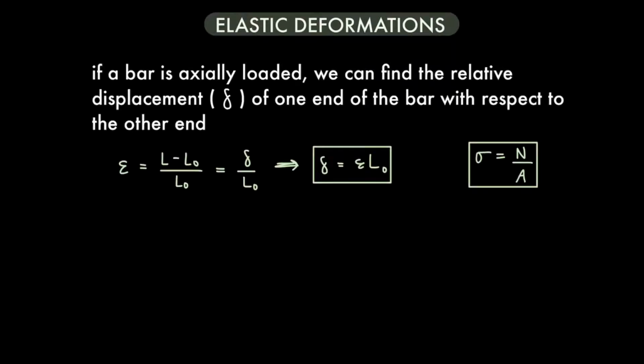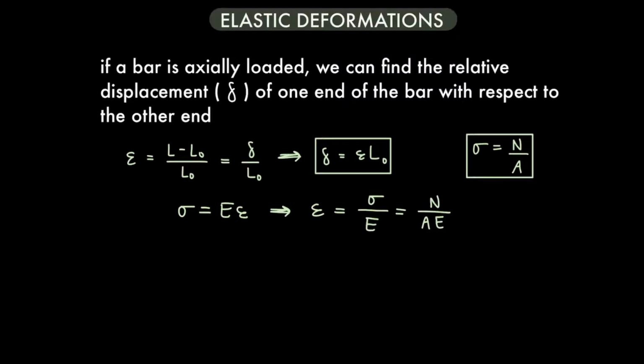We know that the average normal strain equals the change in length over the original length. Notice that we've replaced L final minus L initial with lowercase delta, which means displacement. Then we'll just rearrange the equation to solve for delta. We also have the equation of average normal stress to the right. The average normal stress is equal to the internal resultant normal force divided by the member's cross-sectional area.